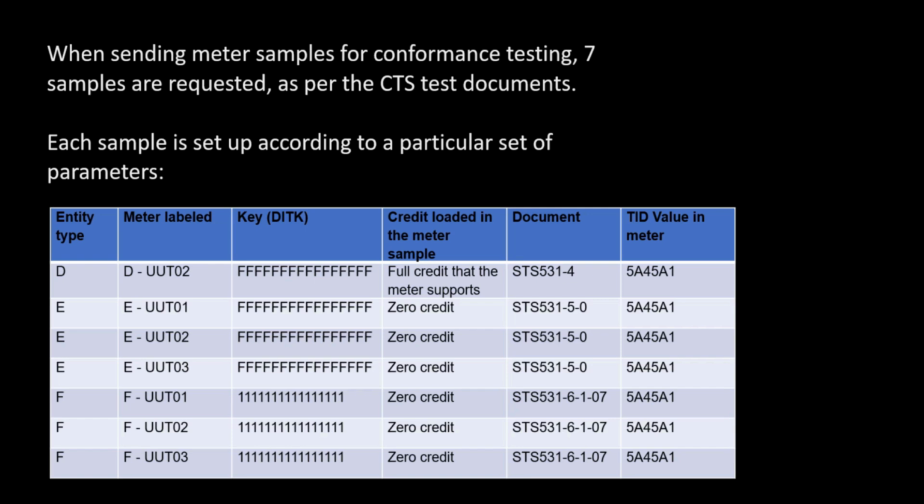The TID value in the meter in the entire TID stack must be 5A45A1. In fact, for all of the meters, that TID value is relevant. Then you have entity type E, and you've got 3 meters labeled UTO1, 02, and 03, all with DRTKs of Fs. And then the last 3 are for entity type F. They are labeled UTO1, 02, 03, but with an F in front of them. And they're all under DRTK, all ones. In all the meters except the entity type D, the meter must be loaded with 0 credit.